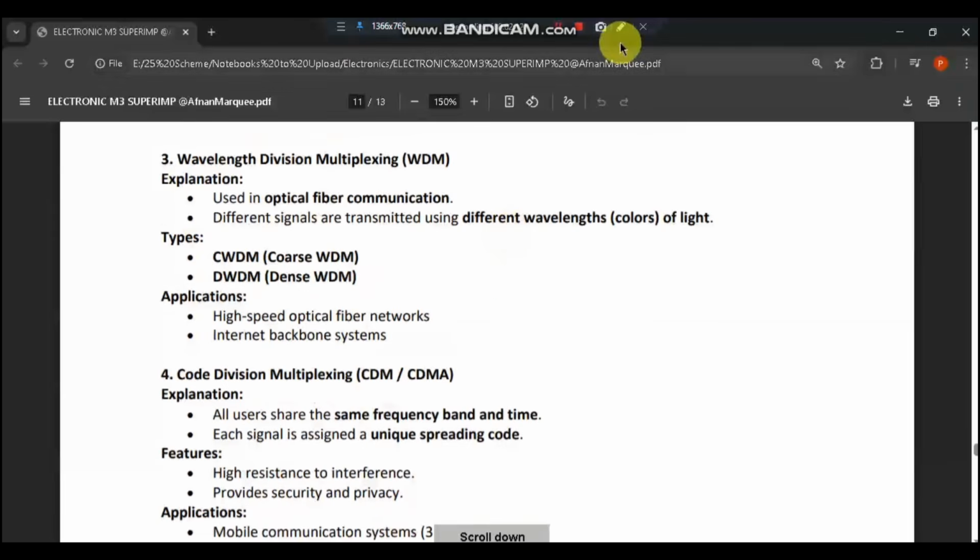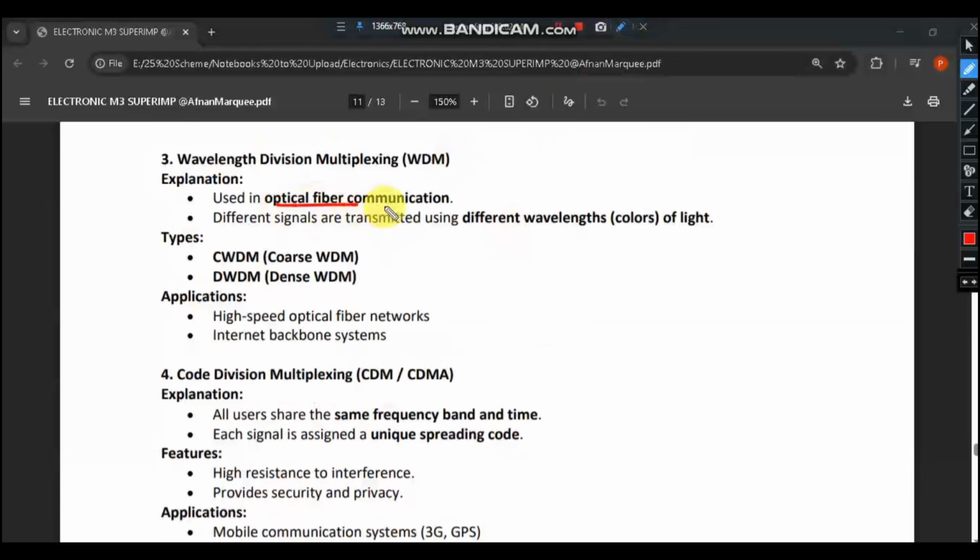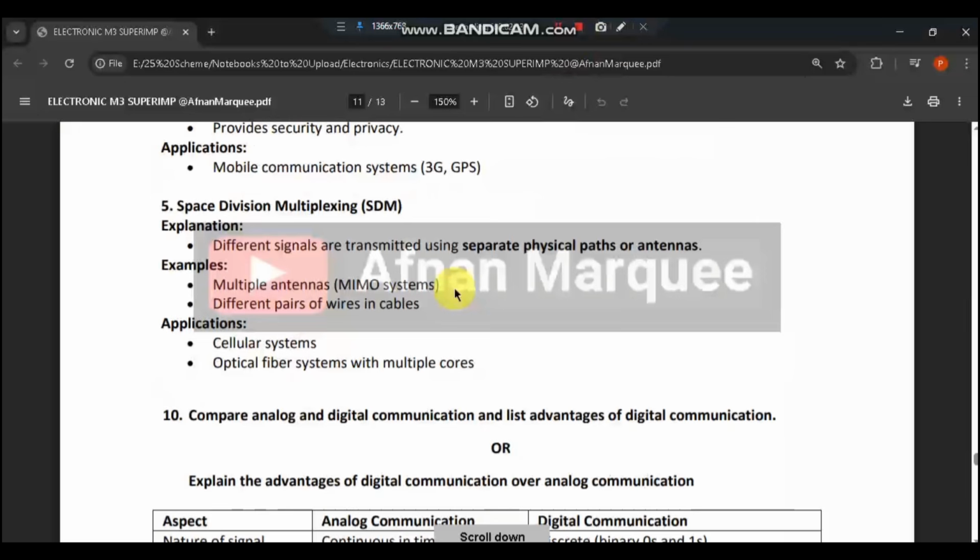Third one is wavelength division multiplexing, which is used in optical fibers. It uses different wavelengths, colors of light. Types are CWDM and DWDM. Applications are high speed optical fiber networks and internet backbone systems. Code division multiplexing is CDM or CDMA. It uses the same frequency band, and at the same time a unique spreading code is used. Next one is space division multiplexing. Here, the different signals are transferred through separate physical paths or antennas. So it is called space division multiplexing.